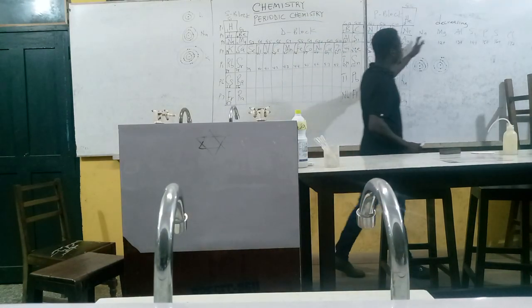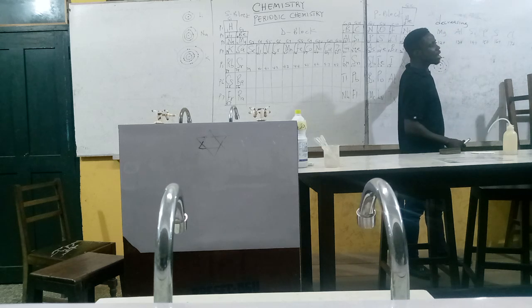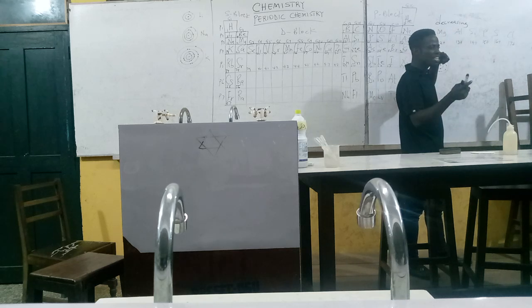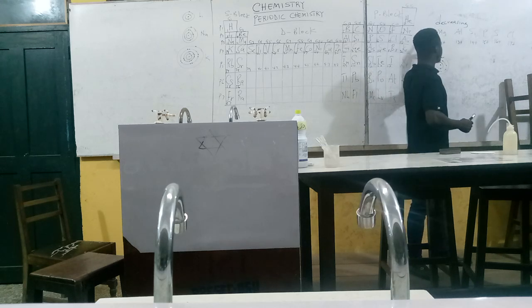So moving from left to right on the periodic table, what happens to atomic size? It decreases from the biggest to the smallest. So this is having the smallest size. But what will happen if I'm moving from right to left on the periodic table? What will happen to atomic size? In this case, we say it will increase, meaning from the smallest to the biggest.